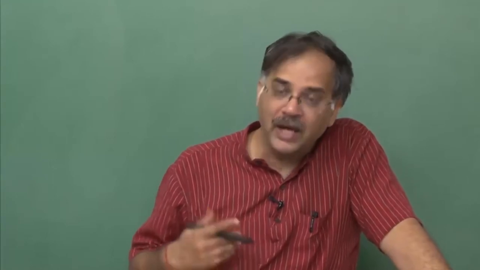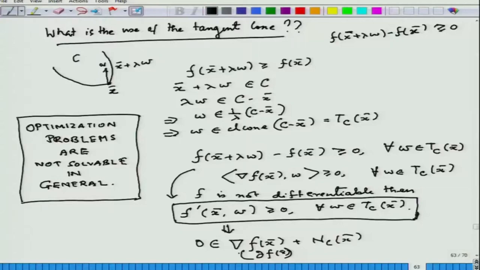Now, once I have done this, let us see. In order that you go back and forth between two different types of optimality conditions, one expressed in terms of tangent cone and directional derivative, another expressed in terms of the gradient or the subdifferential and the normal cone, you need to know a bit about the notion of a polar cone.